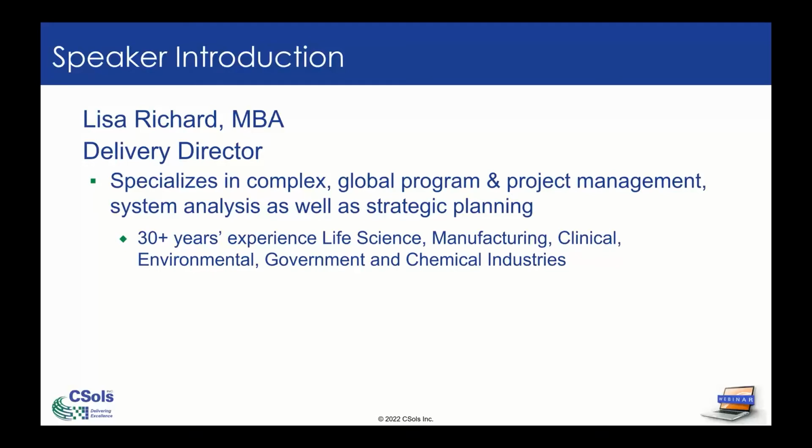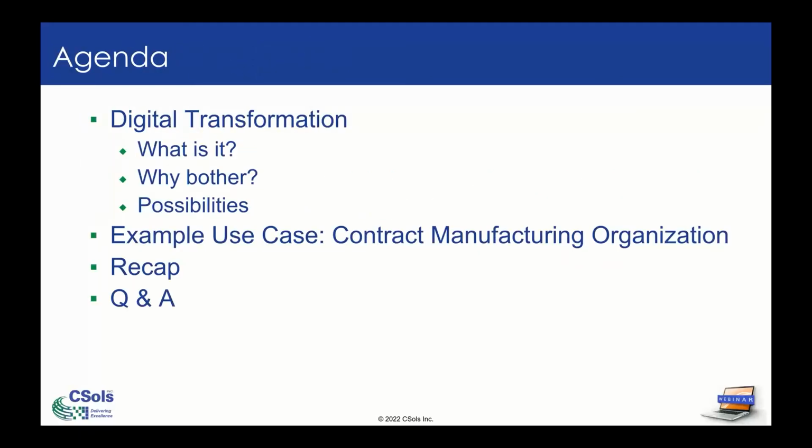and business processes. For today, we're going to go through, as I mentioned, the umbrella of digital transformation, what it is, why you should bother with it, what the possibilities are around that. It's not going to be focused on digital transformation, but really more of the data aspects within that. And then I personally find it easier to follow these sorts of things with a tangible example. And so we're going to walk through a use case focusing on a contract manufacturing organization, do a little bit of a recap, and then I'll pass it back over to Megan to do a Q&A for us.